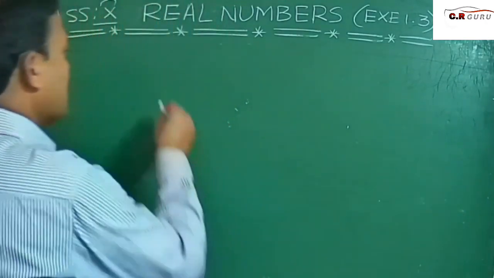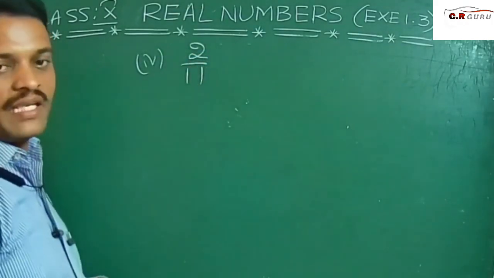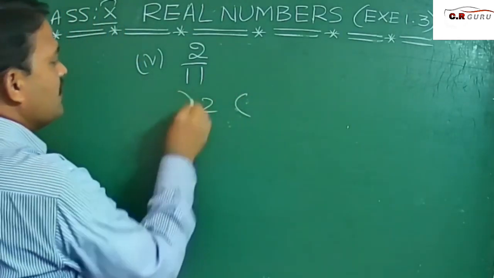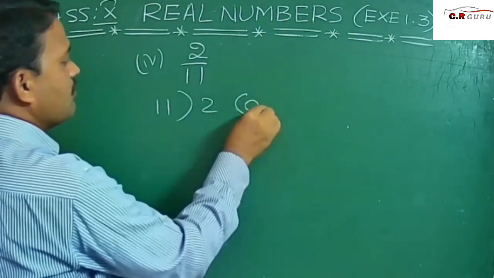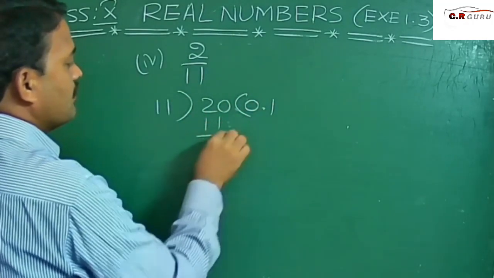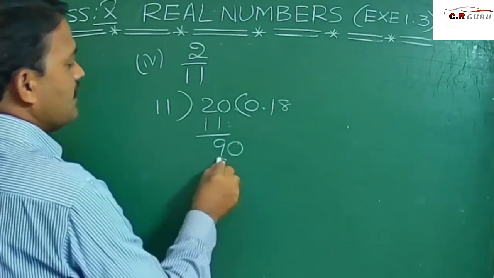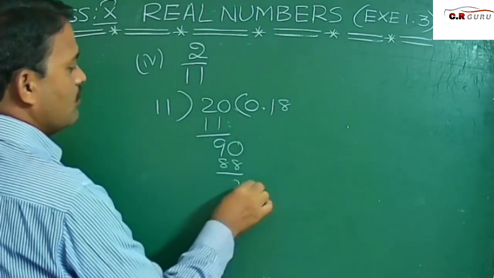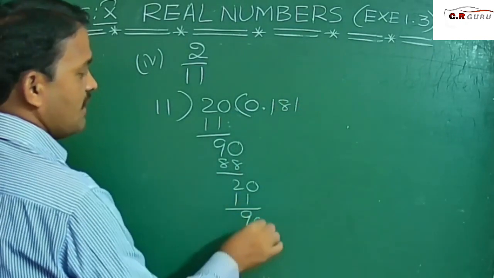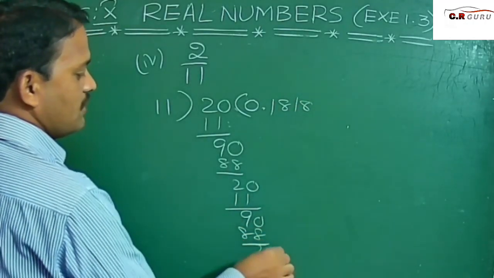Okay. Suppose the fourth sum is 2 by 11. Once, you need to check here 2 is divided by 11. So put 0 point, take 0 here, 11 ones are 11, so 9 0, 11 8s are 88, 2 0, again 11 ones are 11, again 9 0, 11 8s are 88, again here 2 0, and so on.